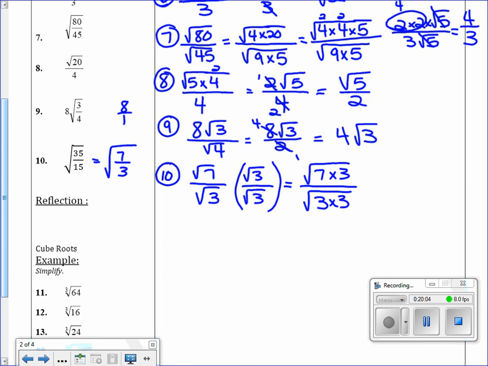So now take it the next step. I end up with the square root of 21 all over the square root of 9. That gives me the square root of 21 all over 3. And that's it. You might look at that 21 and that 3 and say, okay, I need to go ahead and reduce that because 3 goes into 21 7 times. No, you can't. That's the square root of 21. So you can't reduce it from there.